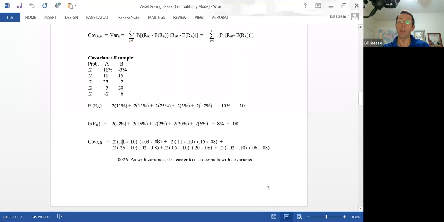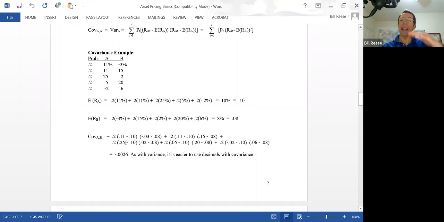So that's right here. Now notice that A is above its expected return. A has a return of 11% with an expected return of 10%. B is below its expected return. It has a return of -3% with an expected return of 8%. So A is going up above its expected return while B is going below its expected return. In other words, they're moving in opposite directions. Well, you can see this is going to give us a negative term for the covariance.